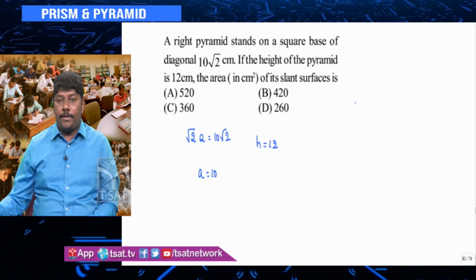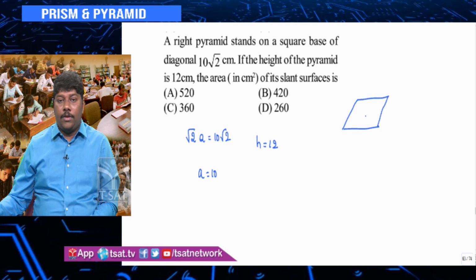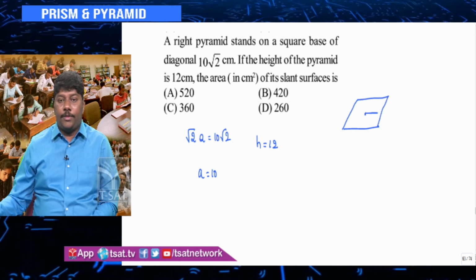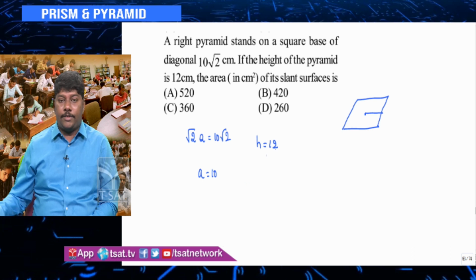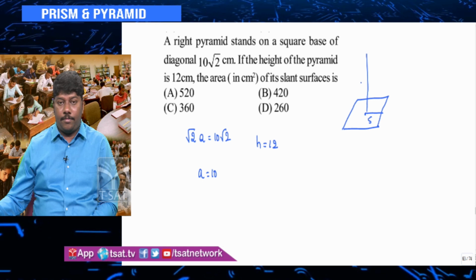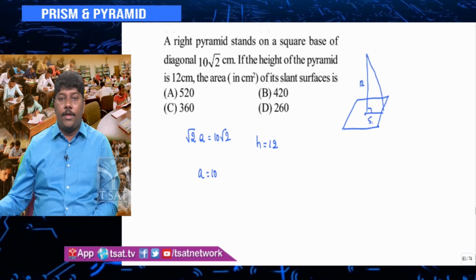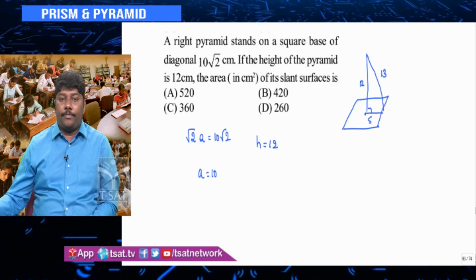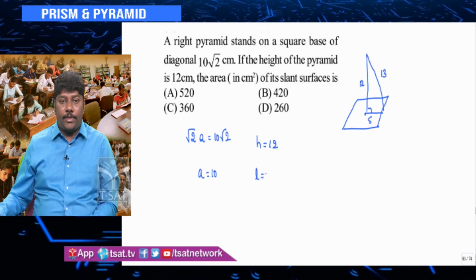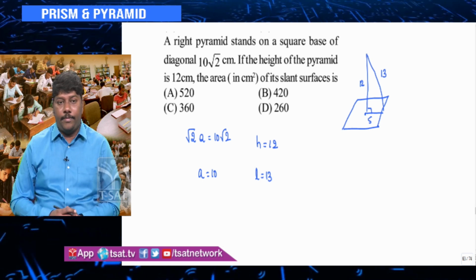Try to understand the square base. From exactly the center point to the side is half of the side of the square, which is 5. If the height is 12, then the slant height becomes a right angle triangle of 5, 12 and 13. Therefore, L is equal to 13. That is how you need to find the slant height.